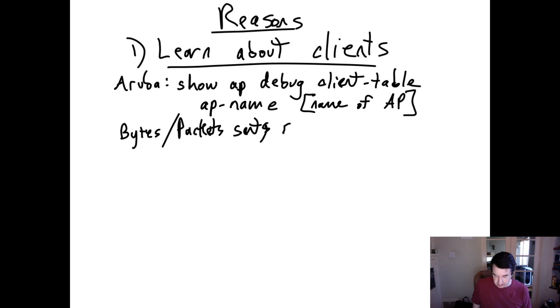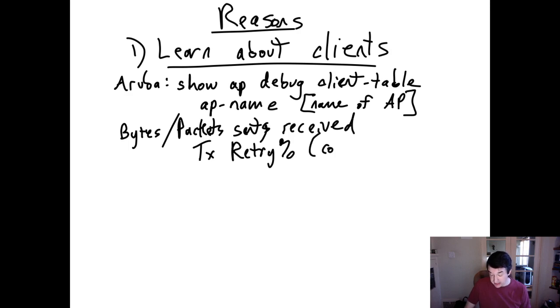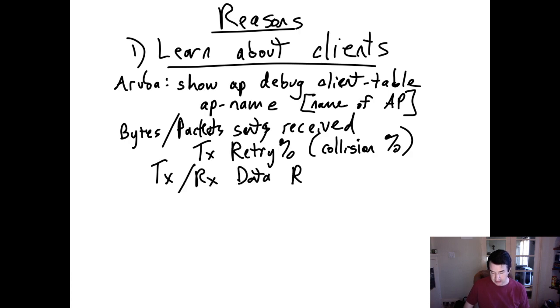It was bytes or packets received. It had a transmitted retry percentage. I'll talk about retry percentage in a little bit. Essentially, that is a collision percentage. It would also show me the transmitted and received data rate for the client device: what speed the access point was using when it was sending to the client, or what the access point was receiving from the client.